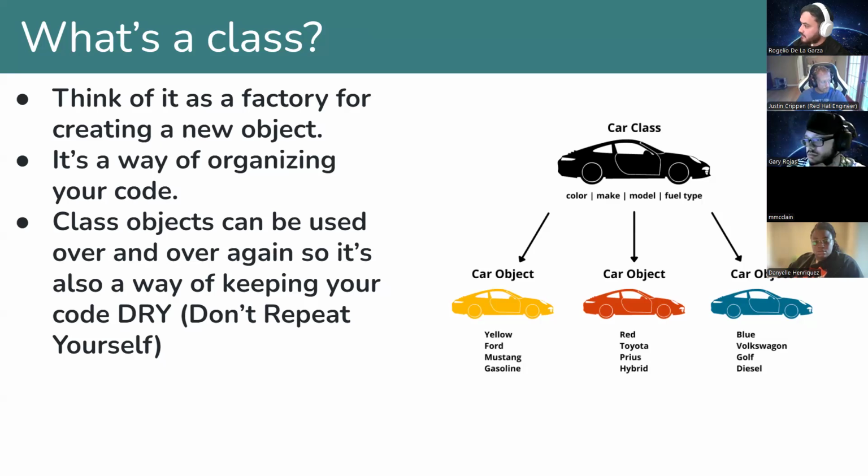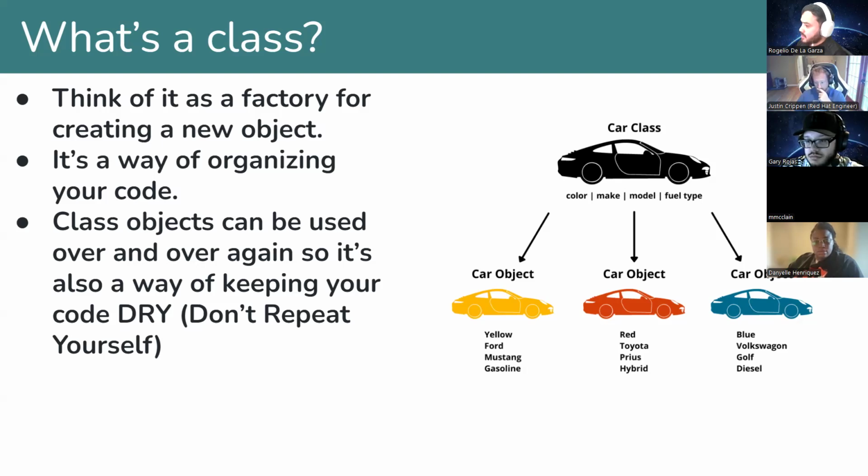We know cars all come in different colors. Each car is some type of make and model, as well as different fuel types, right? These are very basic attributes that pretty much every car has. These are the default settings of what a car is. And then we see them branch out into what we see as objects, right?